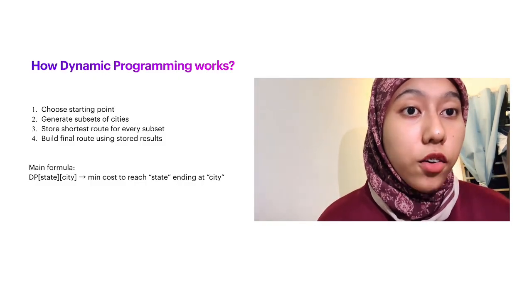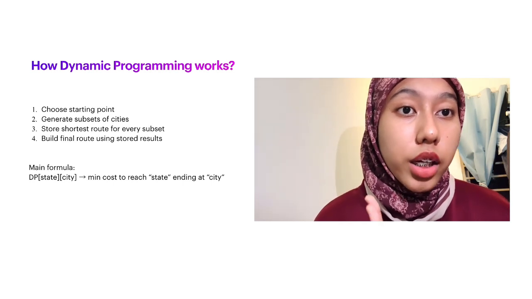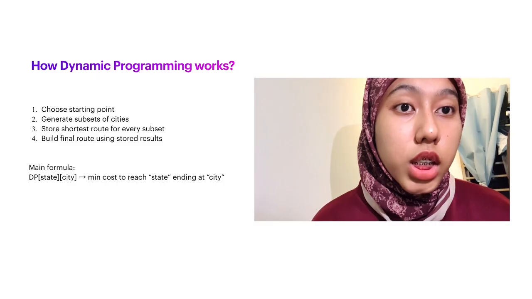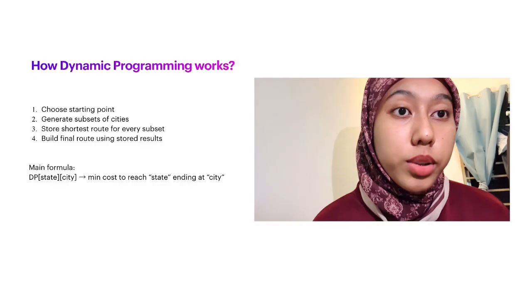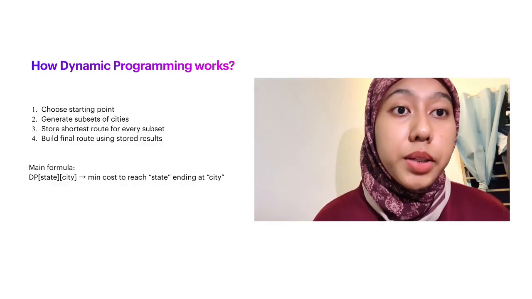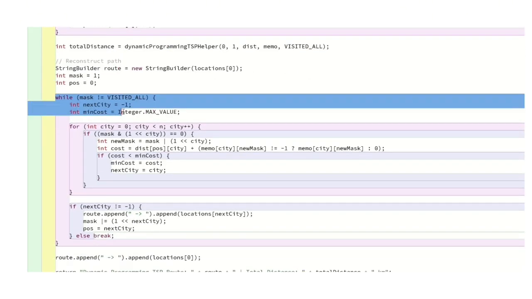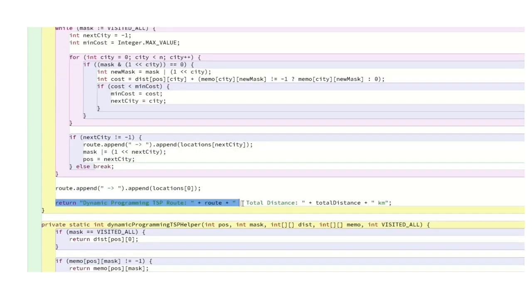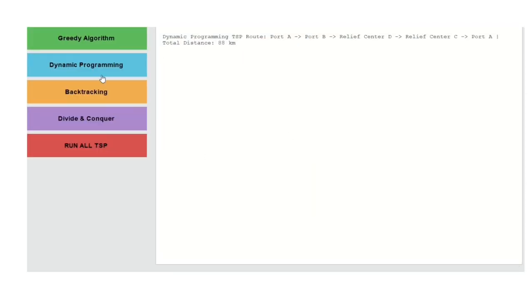So, how does dynamic programming work? First, choose the starting point. Second, look at all subsets of cities. Third, store the shortest route to each subset. And fourth, use these stored results to build the final optimal path. This method guarantees the minimum distance. In our Java program, we use a dynamic programming table with bit masking to keep track of which cities have been visited. We fill the table with the shortest cost for each state, and finally we construct the optimal route. It's more complex than other methods, but it gives us the true optimal solution.